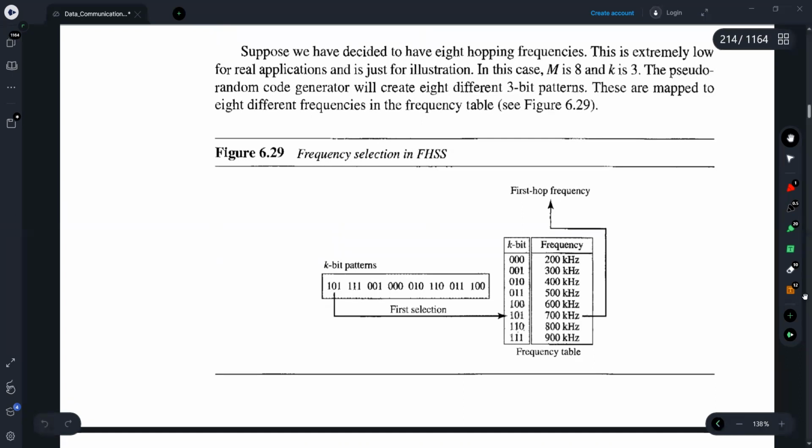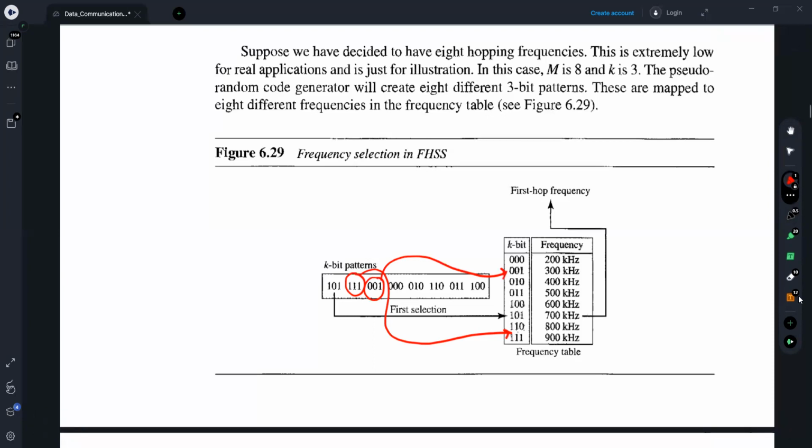Then the second pattern, 111, would go to 900 kilohertz. And the third pattern, 001, is going to be on 300 kilohertz. Basically, we take the random numbers within the range and try to match them: what frequency does my random number correspond to?